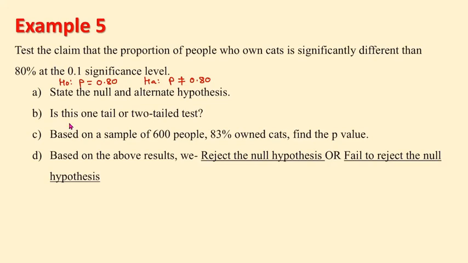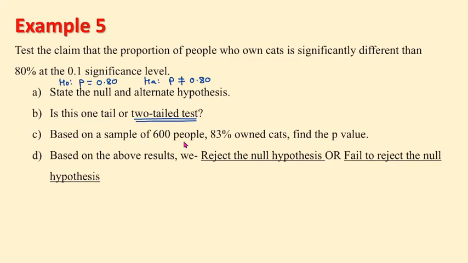Now the second one says, is this a one-tail or two-tail test? Because here we have a not equal to sign, this must be the two-tail test. Because here is a not equal to sign in the alternative hypothesis, this is a two-tail test.